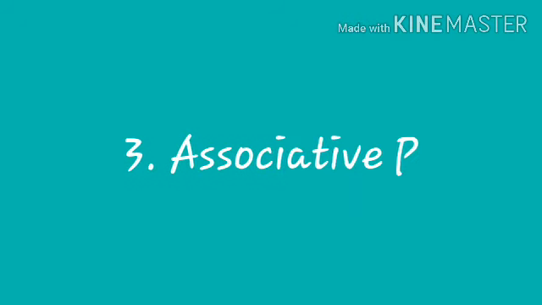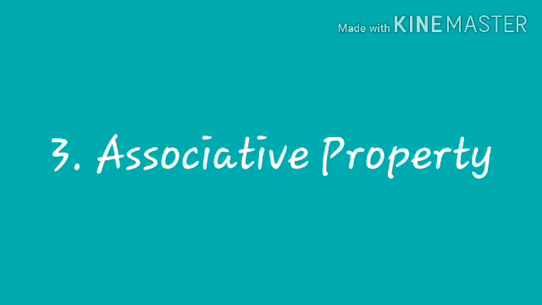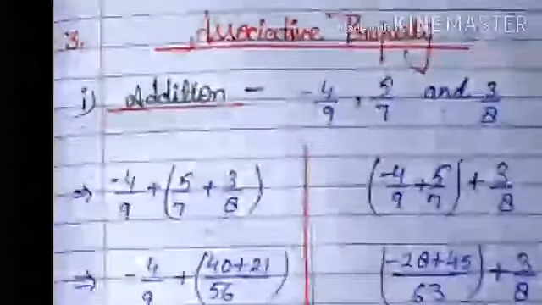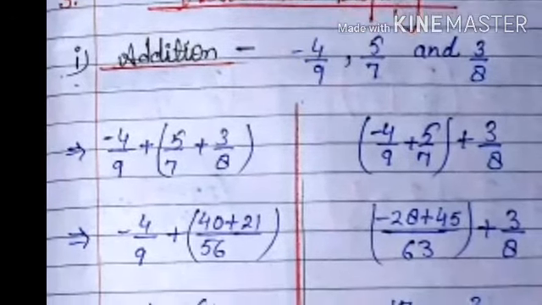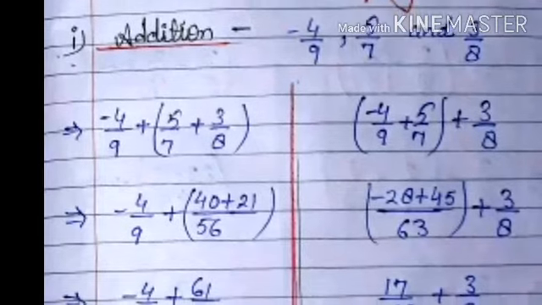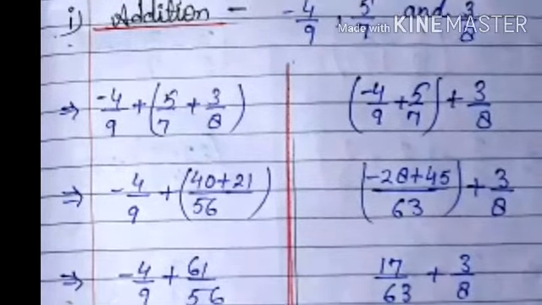Next we will check these operations for associative property. First we will check it for addition. Now we have three rational numbers, minus 4/9, 5/7 and 3/8. Now we will add these three rational numbers as you can see in the picture.